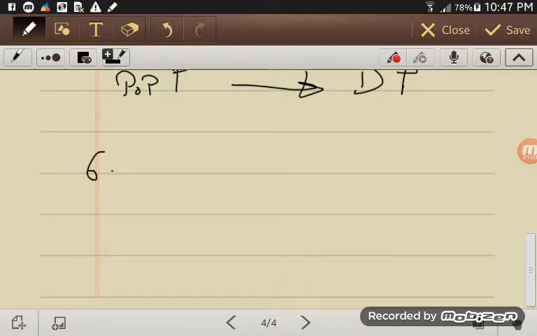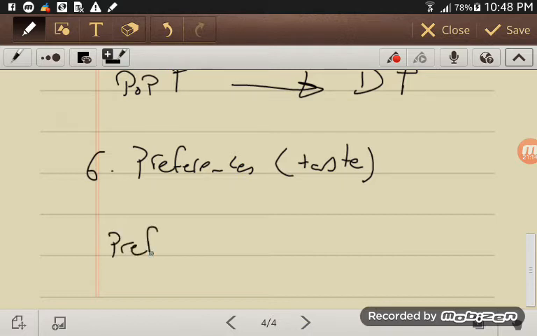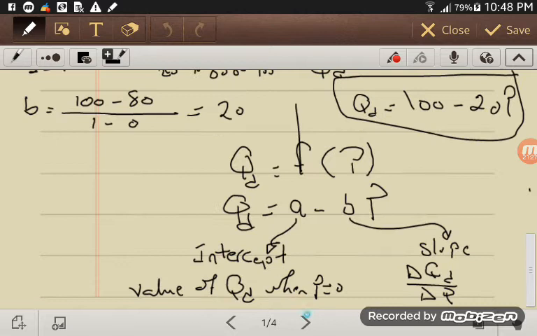Factor number 6 is preferences or taste. If preferences are toward a specific product, people are going to demand more, and vice versa. All these 6 factors are going to shift the demand curve to the right.